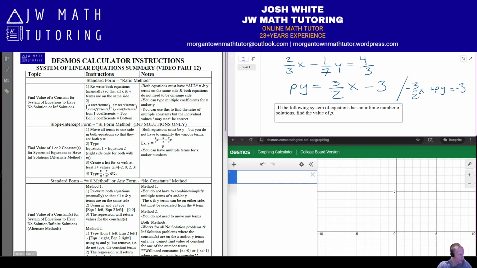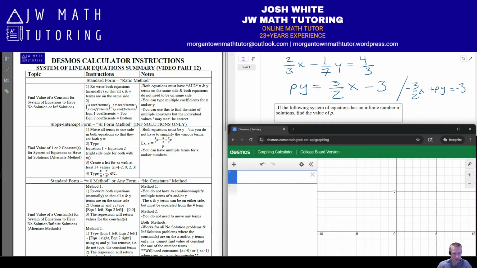And so all I'm going to do is go to Desmos. And again, I'm going to do the ratio of x coefficients. So 2/3 is the x coefficient from the top. I'm going to put that over negative 3/2, the x coefficient from the bottom. Then I do a regression. Then for the y terms, the ratio from the top is negative 1/7, and then the ratio from the bottom would just be p. All right, so it has solved this for p.